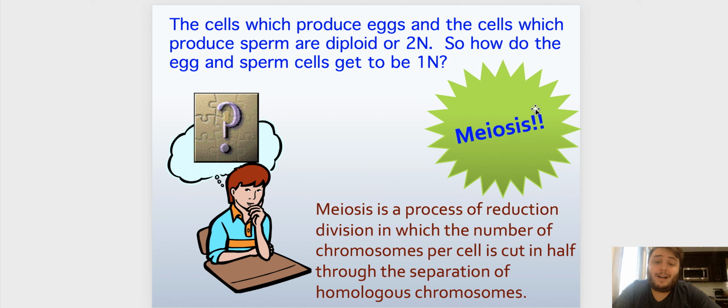If we didn't have the process of meiosis, sexual reproduction would not work, because each person would be passing on 46 chromosomes for a total of 92, which is not what we want. All right? So let's get into it and see how it's done.